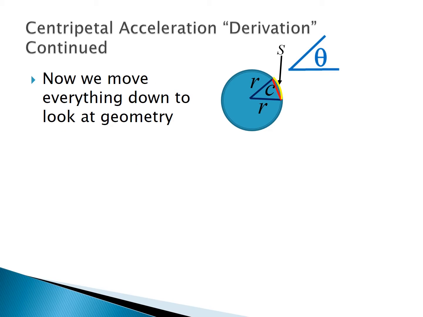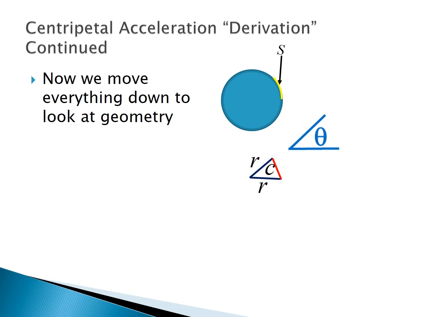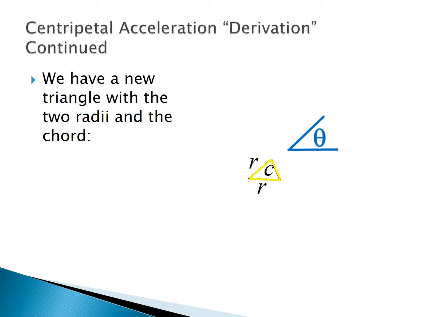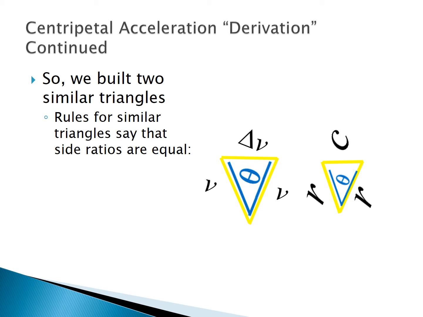Now we're going to move everything down as we did previously, and take a look at this geometry. Looking at this shape, we have a new triangle, and that has side lengths of r and top of chord length. So now what we've done is we've built 2 triangles, so bringing back the old one, we notice that these are similar triangles. The rule for similar triangles, meaning triangles with identical angles inside, says that the ratio of sides are equal. That means that chord over radius is equal to delta v over v.